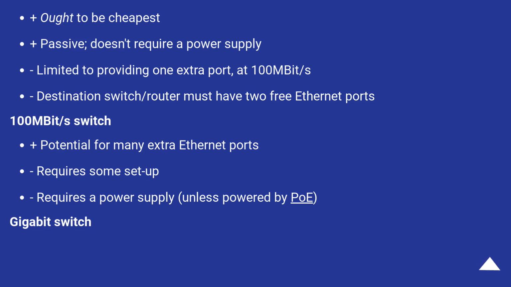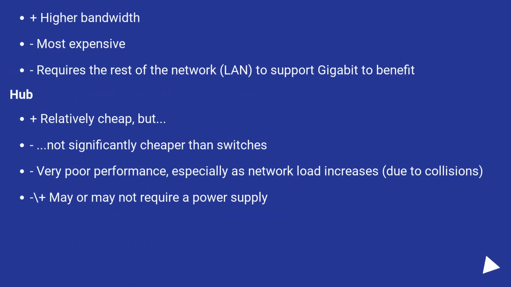100 Mbit/s switch. Plus potential for many extra Ethernet ports. Requires some setup. Requires a power supply, unless powered by PoE. Gigabit switch. Plus higher bandwidth. Most expensive. Requires the rest of the network, LAN, to support gigabit to benefit.